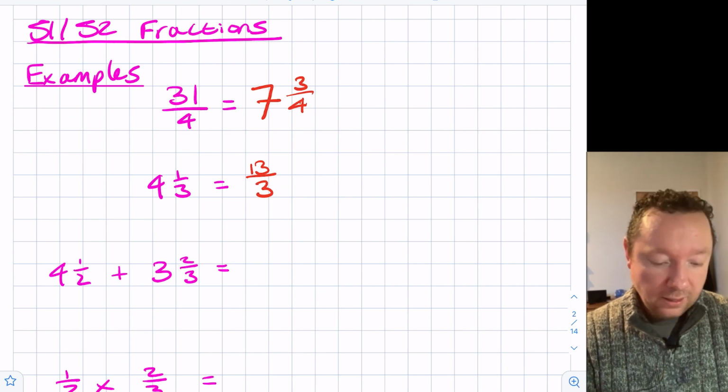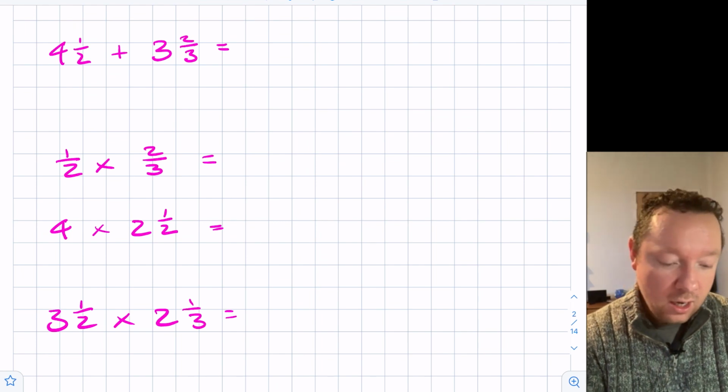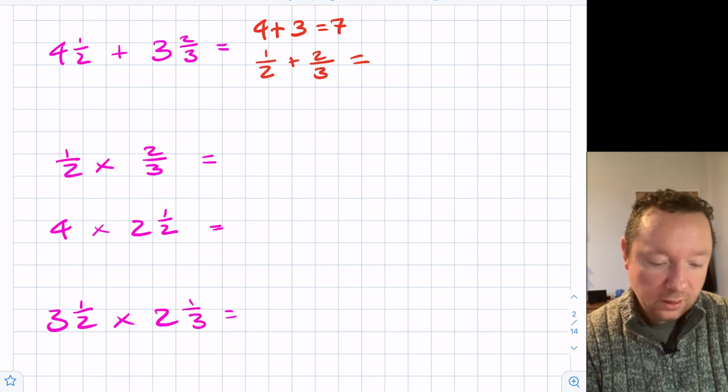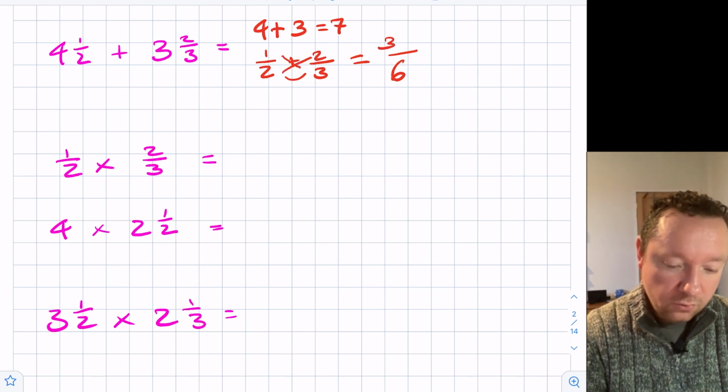Adding fractions or mixed numbers next. 4 1/2 plus 3 2/3. We can just do 4 plus 3 at the side and get 7. And then we've got to do 1/2 plus 2/3. A quick and easy way to do this, especially if it's a snow day, is just times the bottoms together to get 6. Then 1 times 3 is 3, 2 times 2 is 4. That gives me 7 over 6.